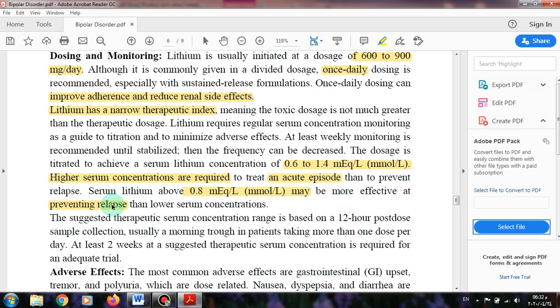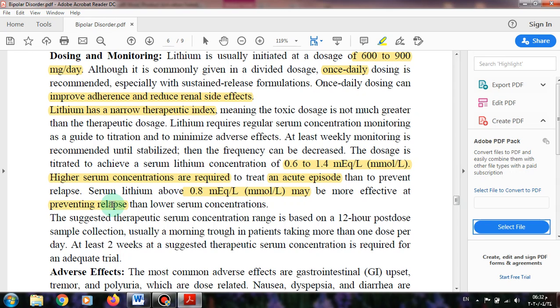Here I want to treat the acute episodes of mania and acute episodes of depression. I must obtain the serum level before calculating the dose, depending on the higher serum concentration of lithium, 1.2, 1.3 or even 1.4. These are for the acute episodes. Whereas if I want to prevent relapses, I must calculate the dose depending on a serum concentration equal to 0.8 or 0.9 or even 1 millimole per liter.